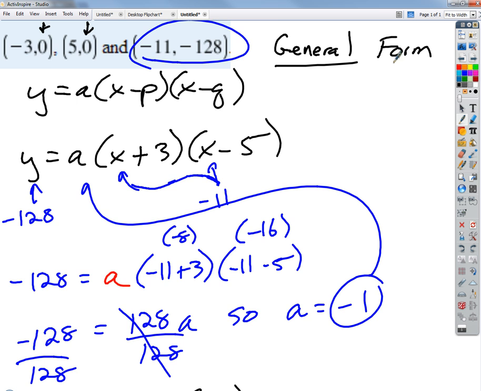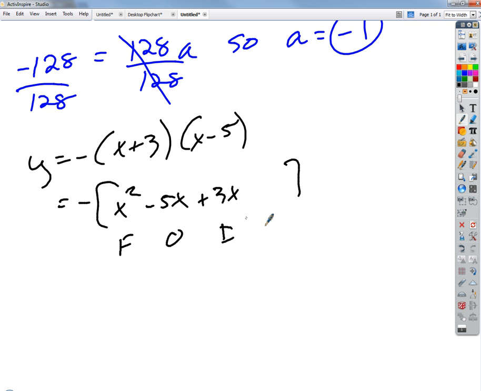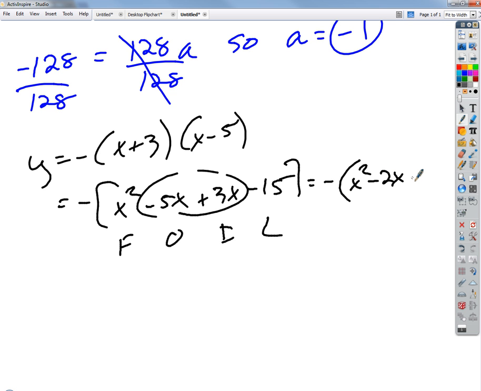That's correct, but we want it in general form. So what's the last thing to do? Yeah, FOIL it out and then distribute the -1. Well, if I FOIL this out, what do I get? First times first, x squared, outside, minus 5x, inside, plus 3x, last, -15, right? And if I combine my like terms, I get negative x squared minus 2x minus 15.